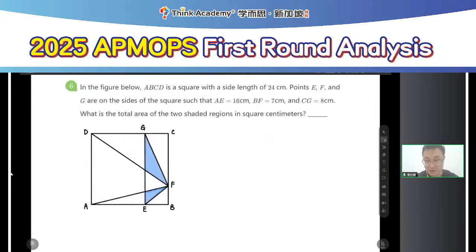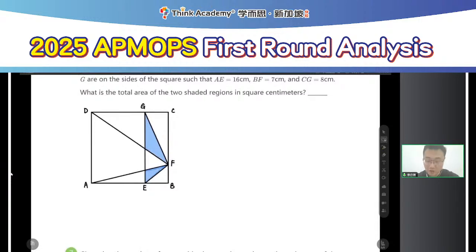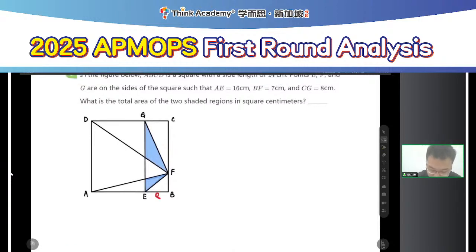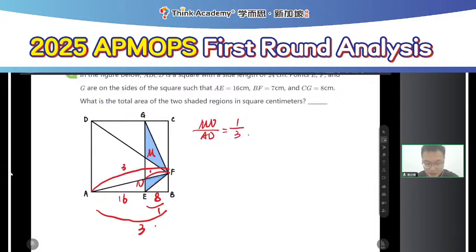Then question 6, right? Question 6, the similarity model, is the easiest because this is the 8 and 16. So now the ratio here is 1, 2, 3. This ratio here is also 1, 2, 3, which means this is M, this is N. So now we get MN over AD also 1, 2, 3, which means the triangle FMN should be 1/3 of the triangle EFG, and hence the shaded region would be 2/3 of the triangle EFG.